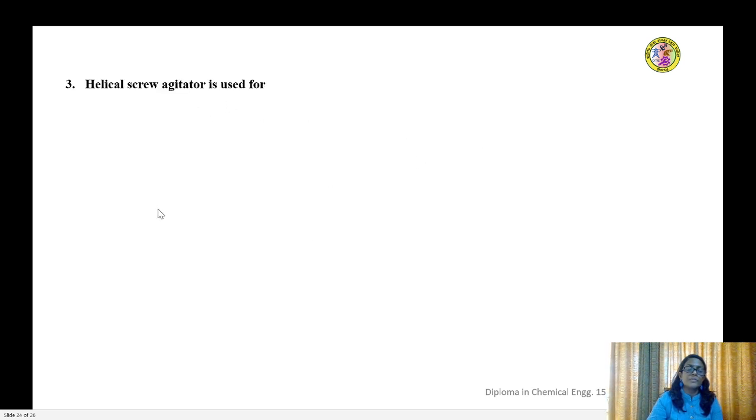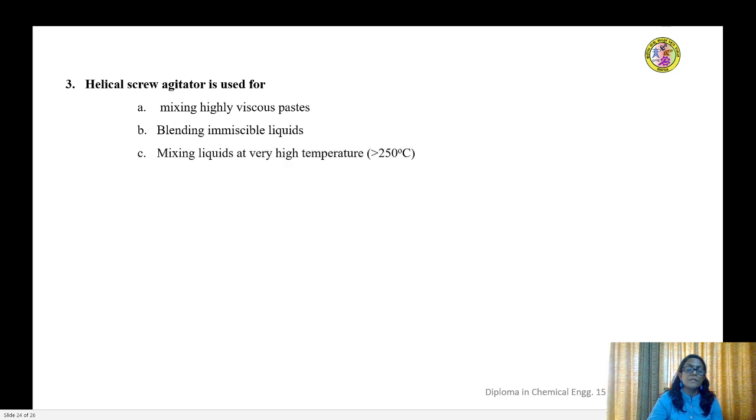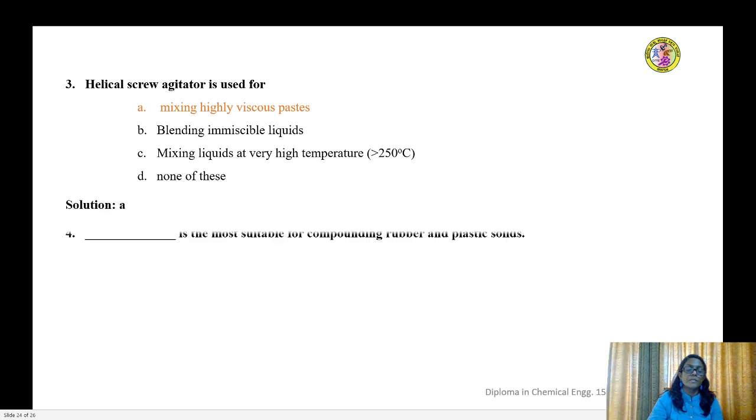Helical screw agitator is used for mixing: highly viscous pastes, blending miscible liquids, mixing liquids at very high temperature, none of these. So a helical screw agitator is suitable for mixing highly viscous pastes. Next: dash is most suitable for compounding rubber and plastic solids.